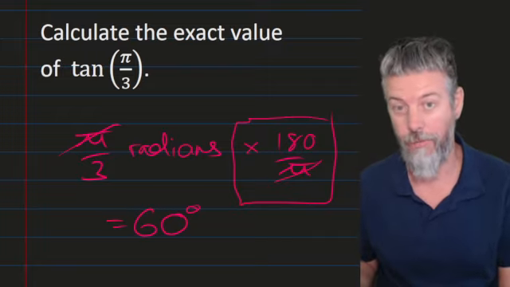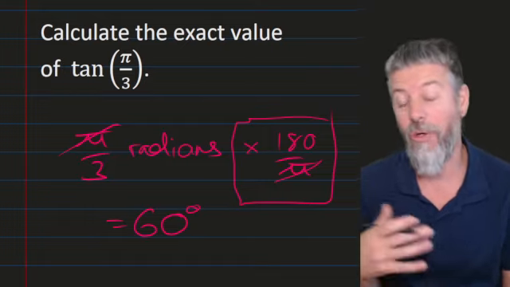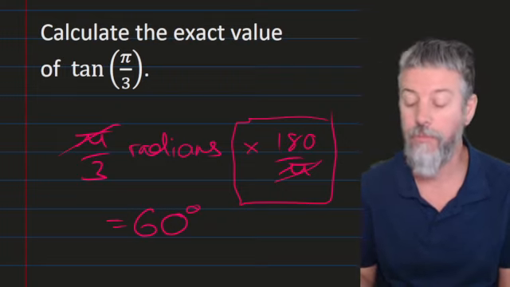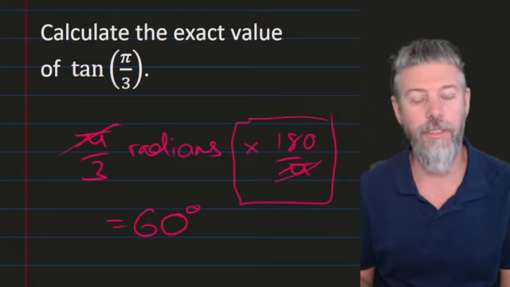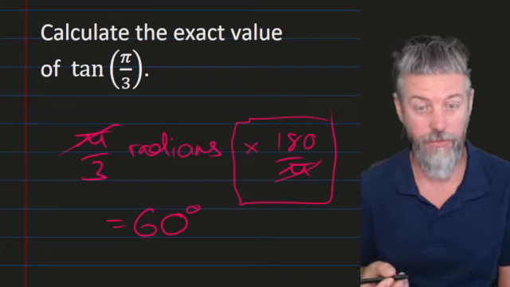So pi on 3 converts to 60 degrees by using this conversion tool, this times by 180 on pi, or if we're going the other way from degrees to radians, we would divide by 180 on pi, or times by pi on 180, because obviously they are the inverse of each other. So therefore, we've got it into this 60 degree calculation now. This is obviously helping us for this question.